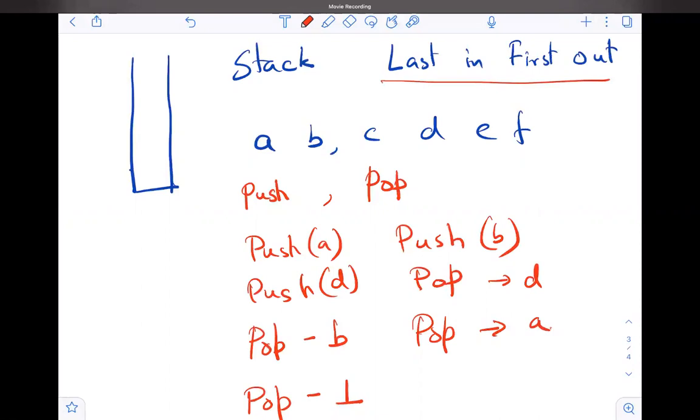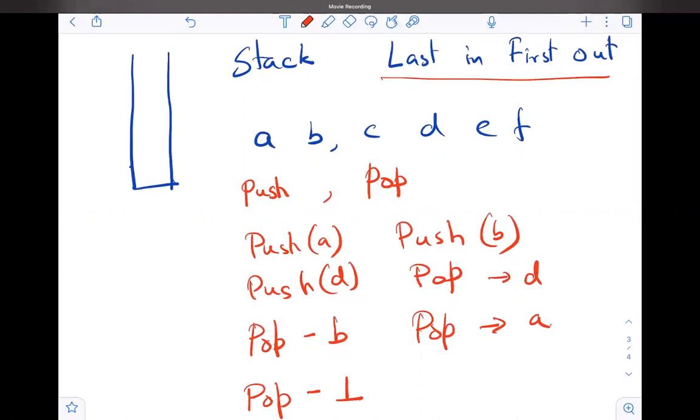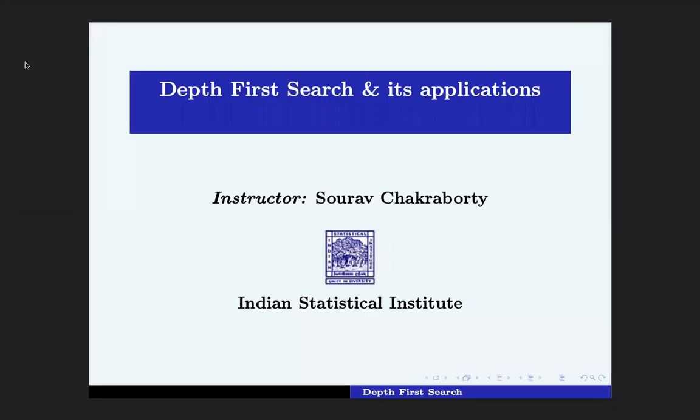Any questions here about this particular data structure? Okay, so if there are no questions, then let me try to explain DFS properly using an example with this stack data structure. So I will be using the slides now. You can see my slides.